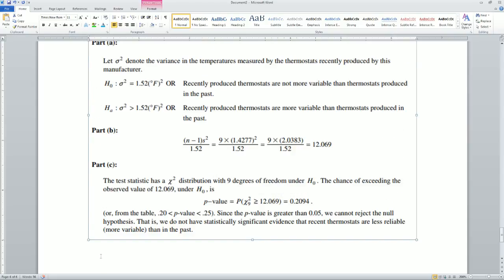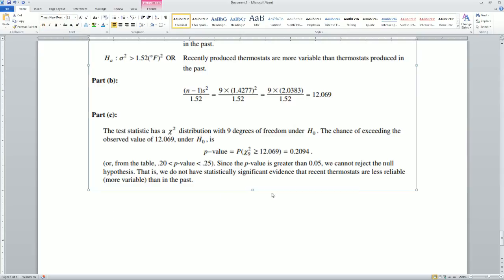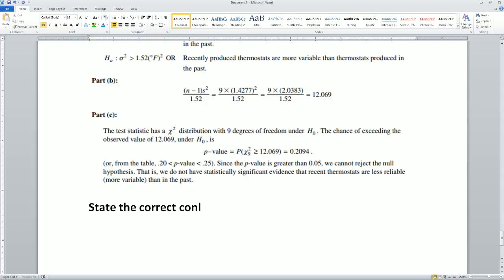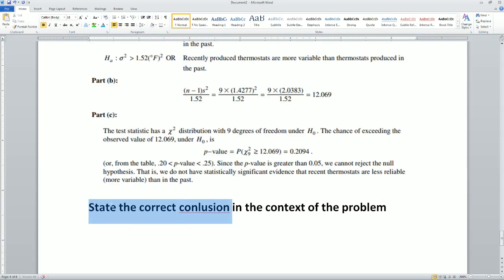We reject H naught. So you reject H naught. Remember, you have to state the correct conclusion in the context of the problem. When you did this for me, right, I need you to do this for me now. What does rejecting H naught mean in the problem?